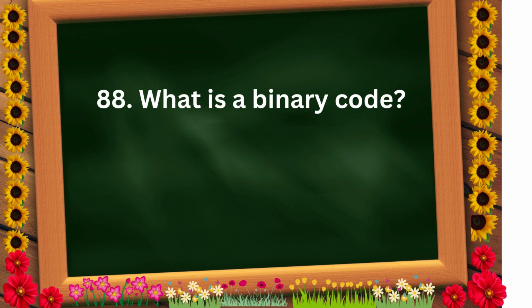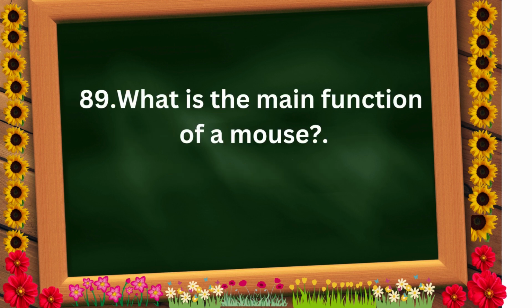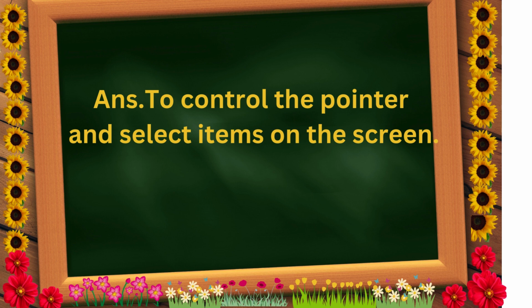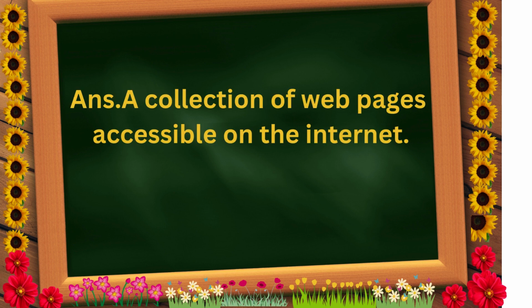What is a binary code? A coding system using the binary digits 0 and 1 to represent data. What is the main function of a mouse? To control the pointer and select items on the screen. What is a website? A collection of web pages accessible on the internet.